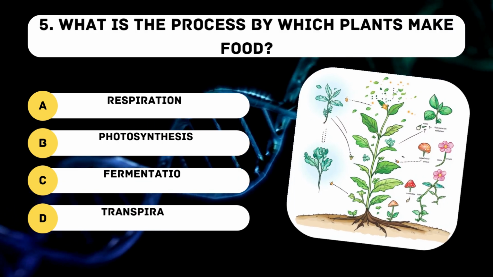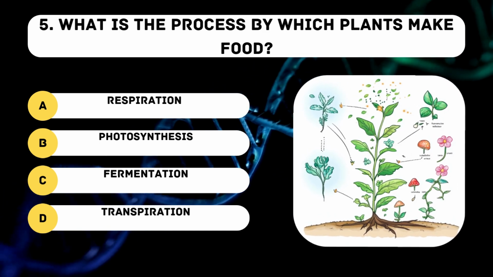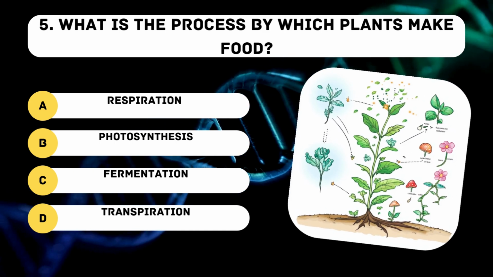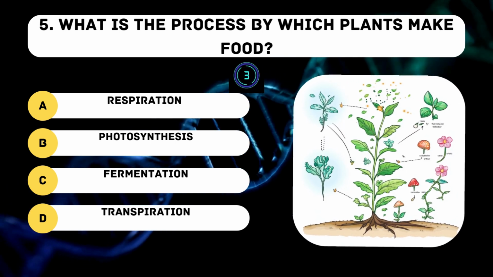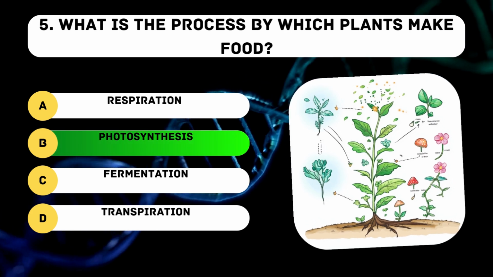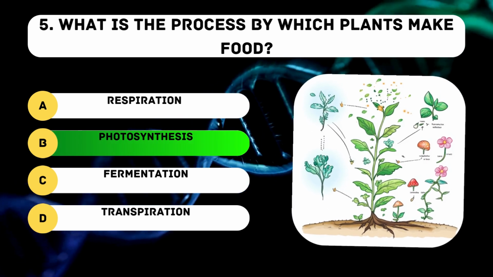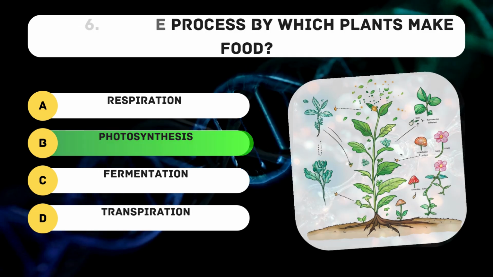5. What is the process by which plants make food? A. Respiration. B. Photosynthesis. C. Fermentation. Or D. Transpiration. The answer is B. Photosynthesis. Photosynthesis allows plants to convert light energy into chemical energy stored in glucose.